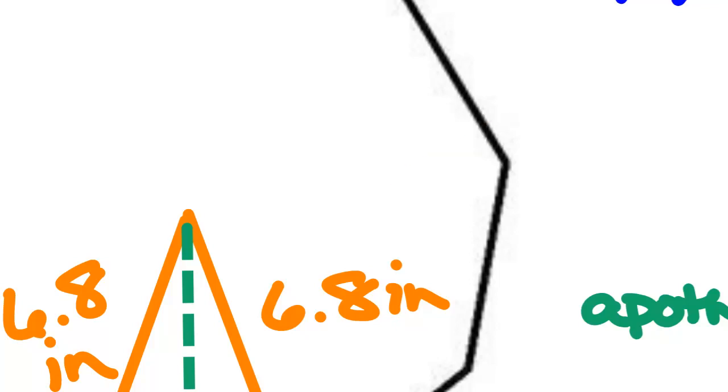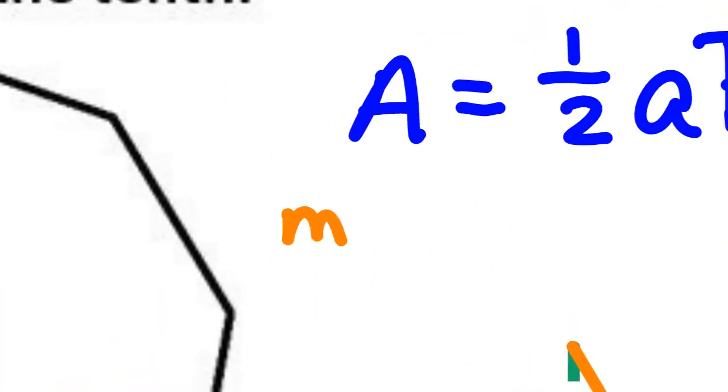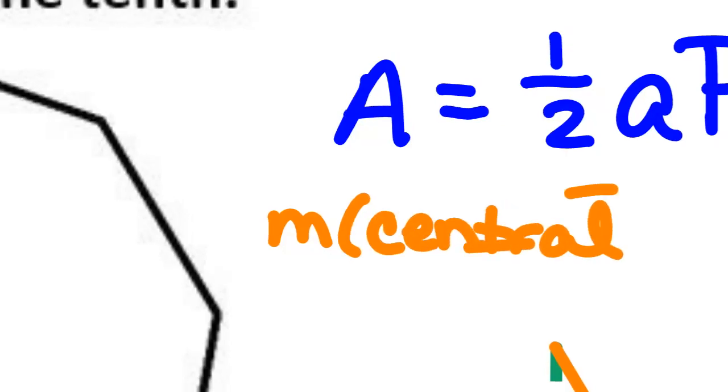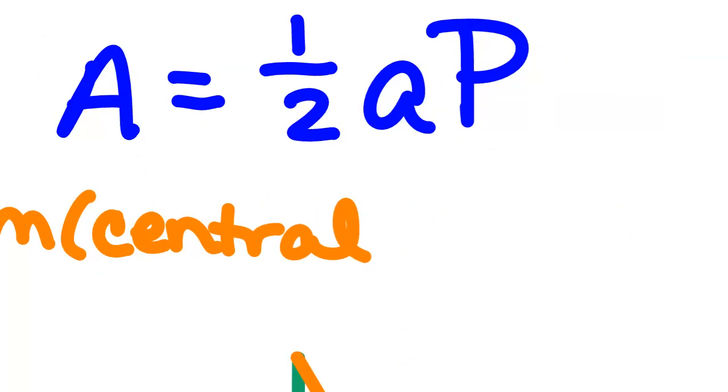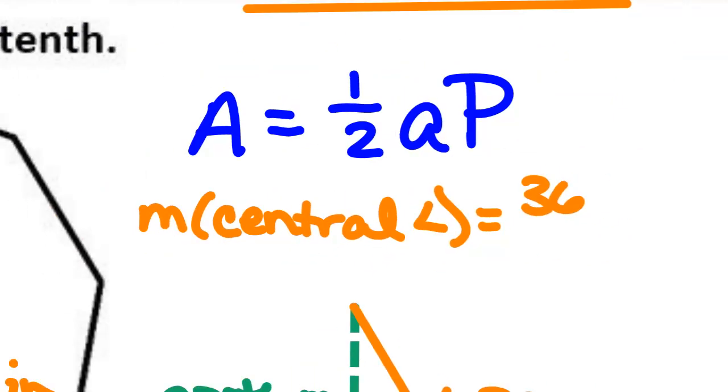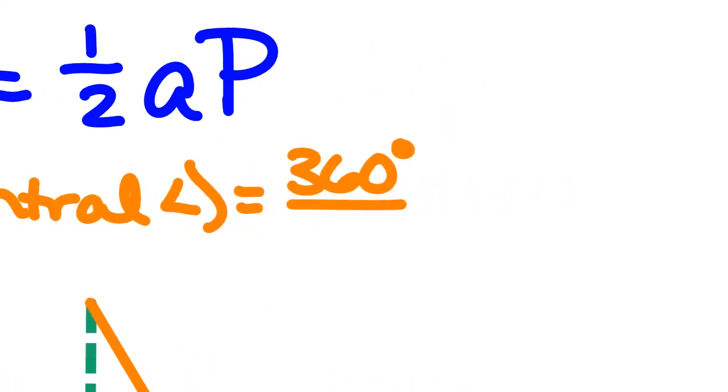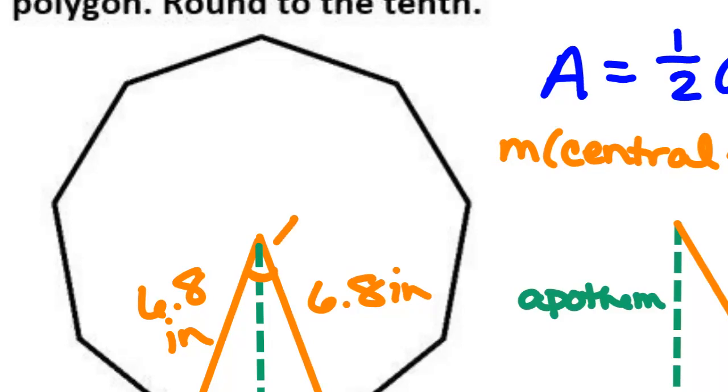Central angle. That would be this whole angle right here. Measurement of the central angle is equal to 360 degrees divided by the number of sides we have. How many sides does this figure have? 9. 360 divided by 9 is 40. So this central angle here is 40 degrees.